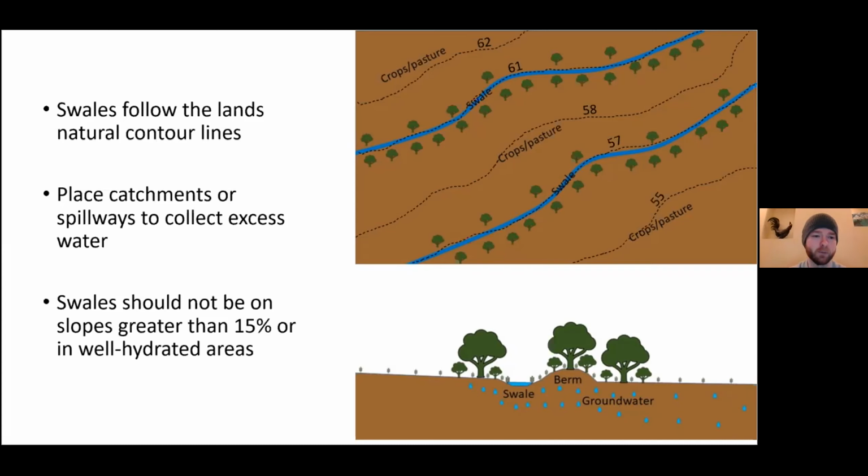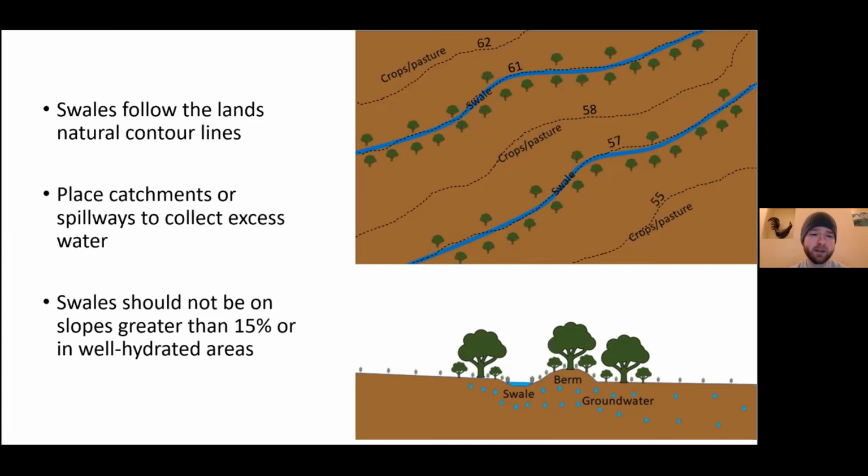And another important thing is you want to be able to place catchments or spillways in events where you have excess water, and those basically act as safety nets to collect that excess water, so you don't have runaway spillage. So those can be placed on either end, working with the slope of the land for that drainage. Another important thing to consider is swales aren't applicable to all landscapes, so you typically don't want them on too steep of slopes, so anything greater than 15% in the grade, as well as in areas that are already well hydrated enough. You typically want to avoid that.